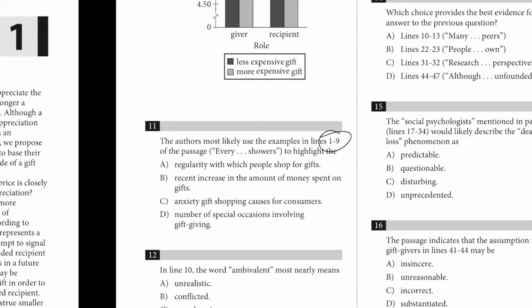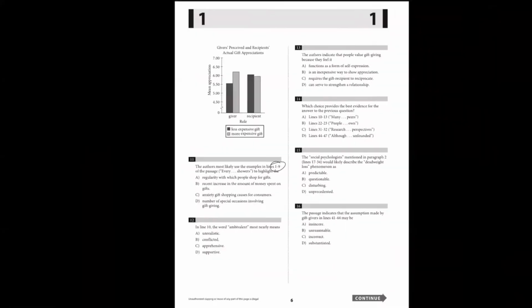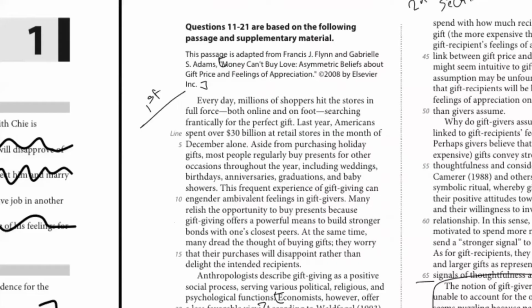Okay, question 11 states, the authors most likely use the examples in lines 1 through 9 of the passage to highlight the what? A, regularity with which people shop for gifts. Okay, so let's read lines 1 through 9. So we go down here.